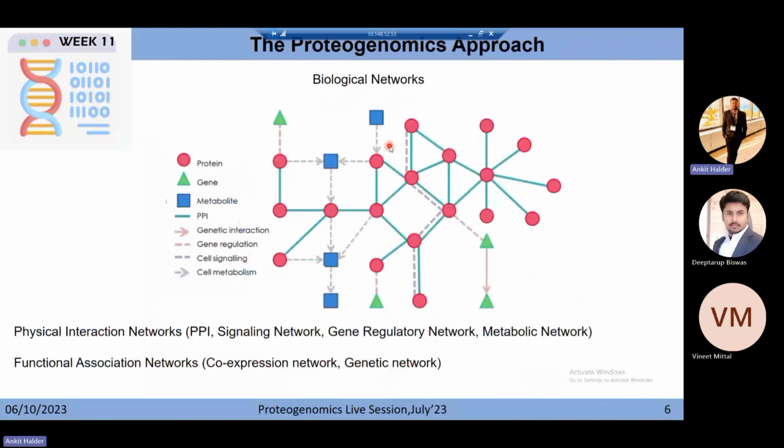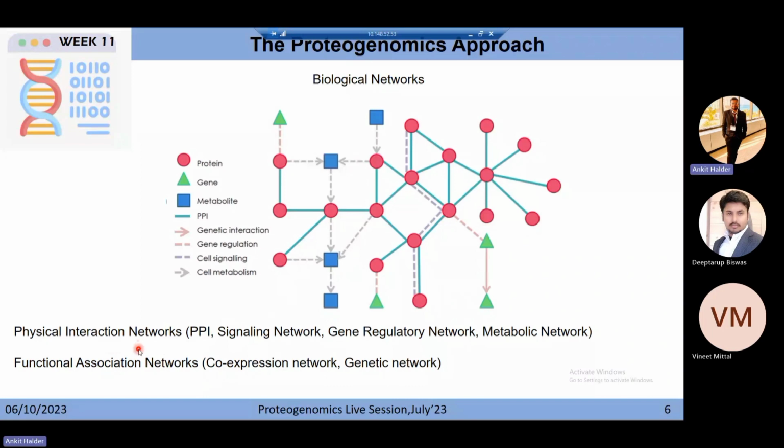Now you need to understand that there are two kinds of interaction networks. We can do protein, metabolite, gene, genetic interactions, gene regulation and so on, but we need to be very sure that there are two types of interaction networks available. One is the physical interaction network, and the other is the functional association network.